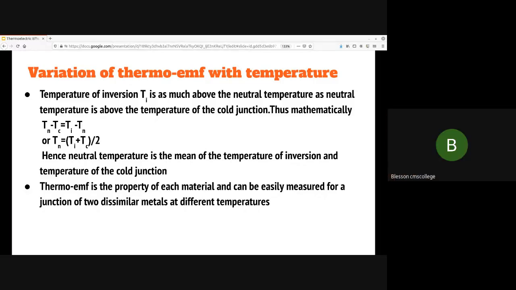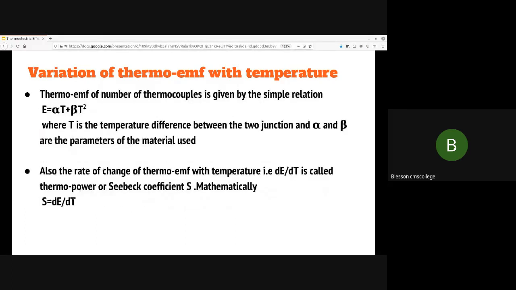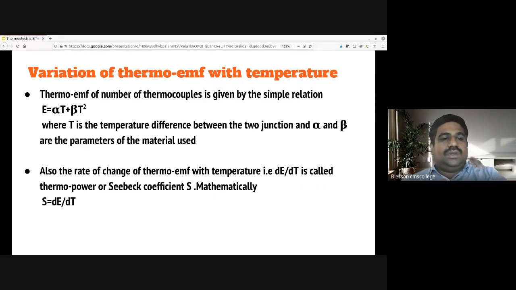The thermo EMF of a thermocouple is given by the equation E is equal to alpha T plus beta T square. It's a quadratic equation, where T is the temperature difference between the two junctions and alpha and beta are the parameters of the material used. When we take the derivative of thermo EMF with respect to the temperature difference, that is dE by dT, that is called the thermoelectric power, or the Seebeck coefficient S. Seebeck coefficient S is equal to dE by dT. As we have mentioned, it depends on the temperature difference, and on the two metals, and alpha and beta come from the parameters of the material used.